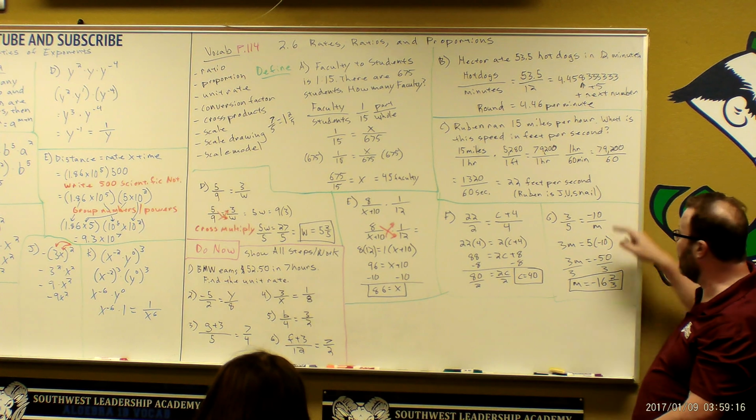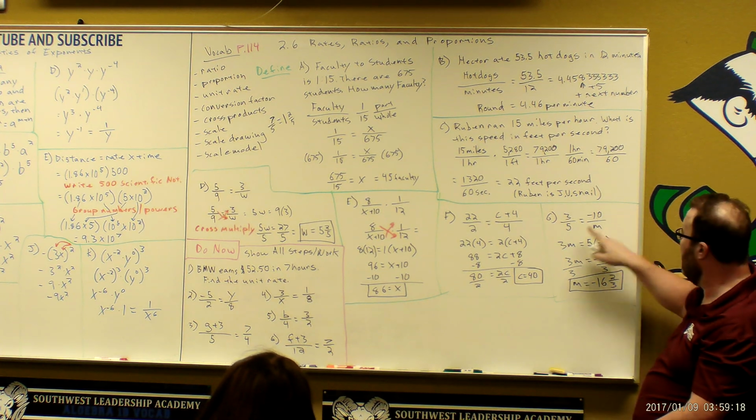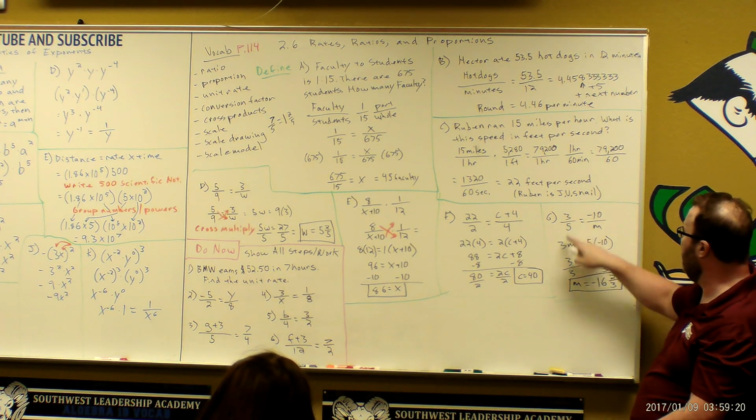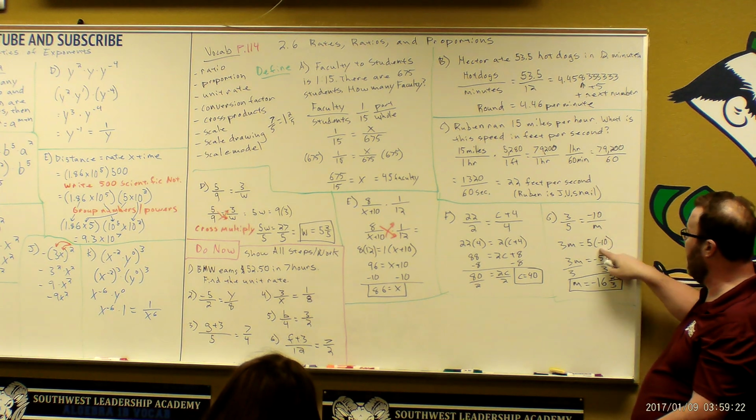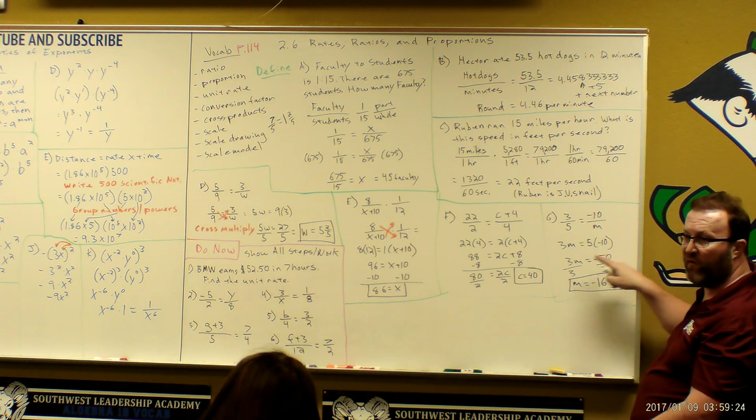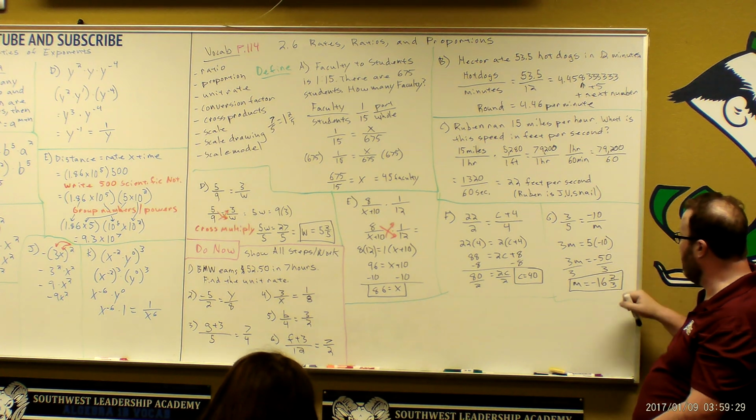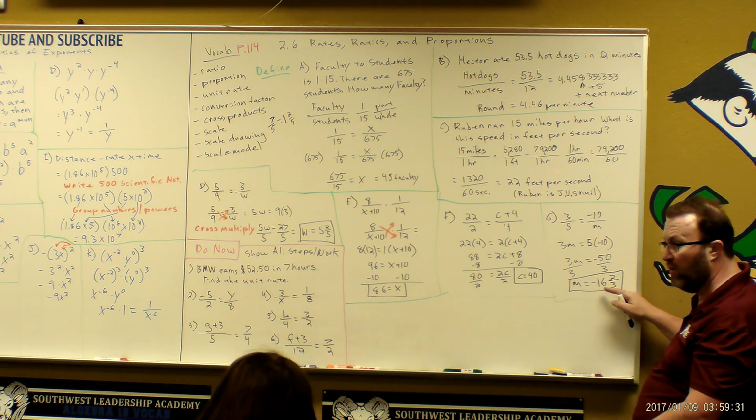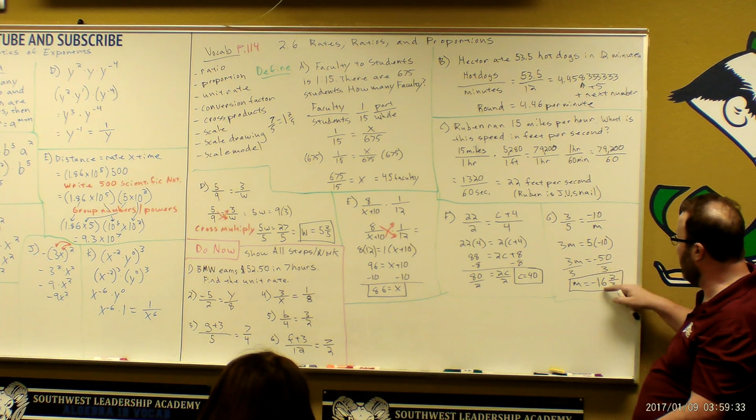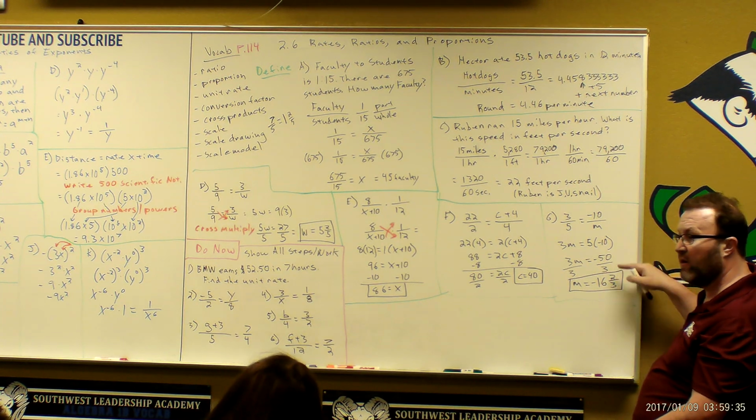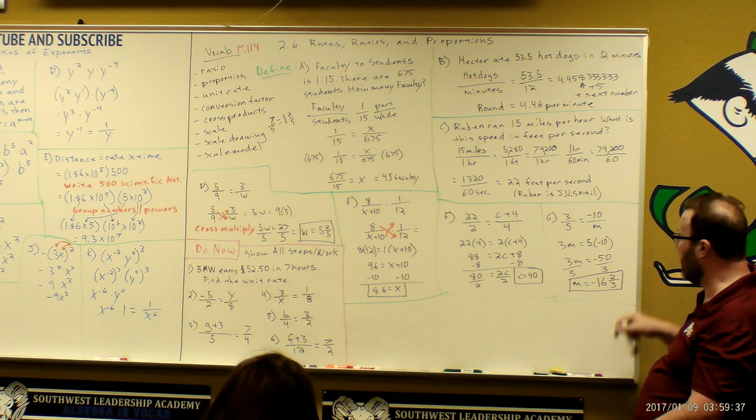Okay, next one. Nothing special about this one except we have a negative here, okay? So it's 3 times m, 3m, and then 5 times negative 10, negative 50. Divide both sides by 3. We have an improper fraction. 50 divided by 3 is 16 in a decimal, right? And then we take 3 times 16 and subtract it. That's 48. We have 2 left over, carry the 3.